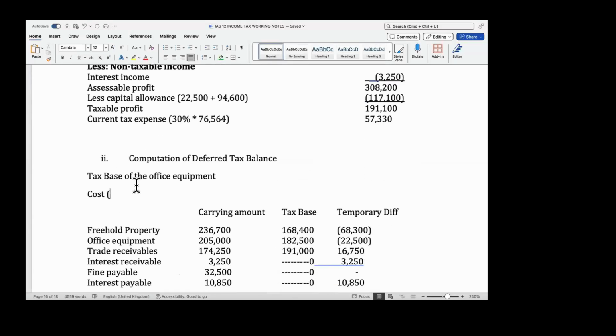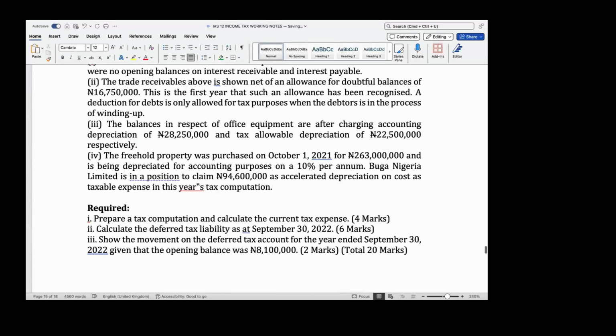So let's continue, please. So 205,000 plus, what was the depreciation?